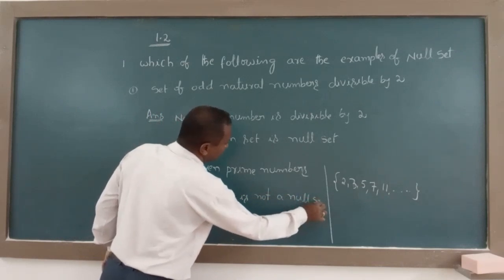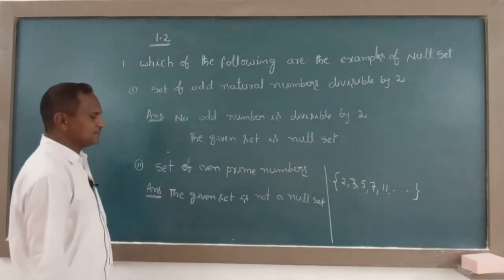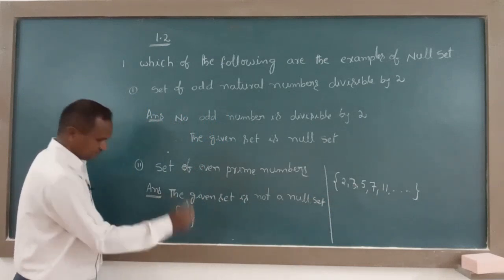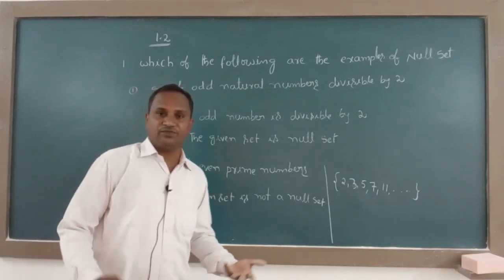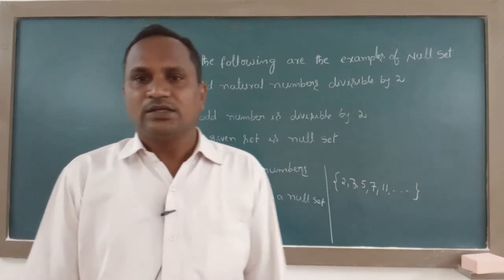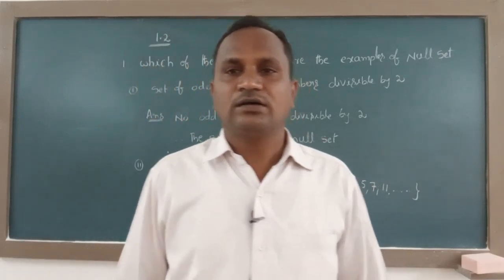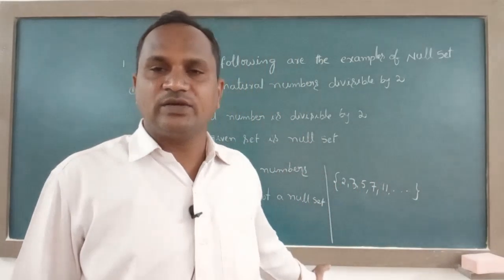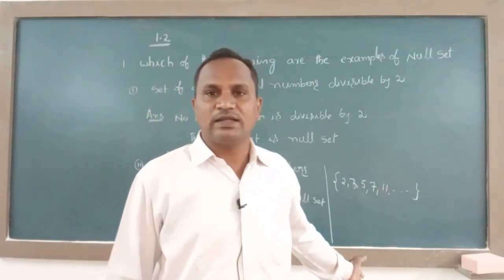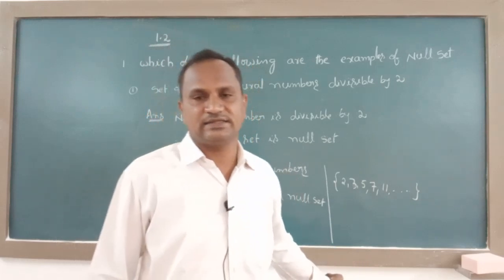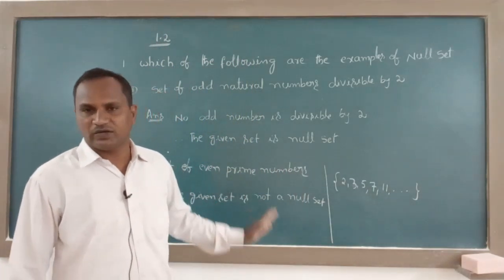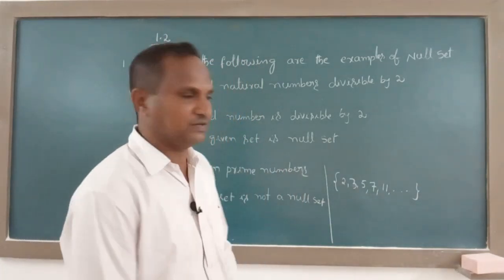Null set means empty set. It's not a null set because the element 2 will come here. If there is no element within these curly brackets, then we call those sets null sets. But if you get one element, it is a singleton set. Only one element present in this set means we call that set a singleton set. That's why the given set is not a null set. Now let us move on to solve some more questions.